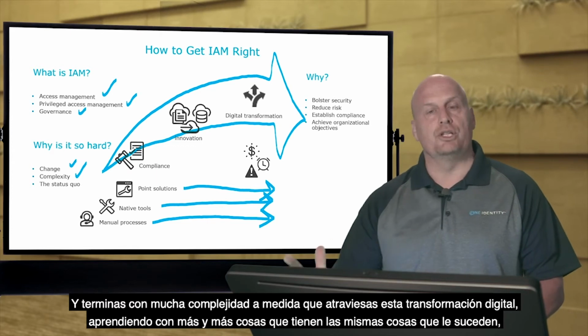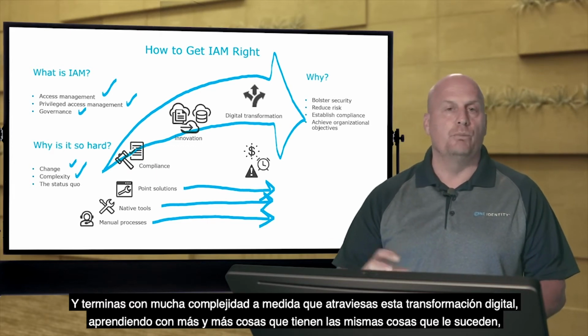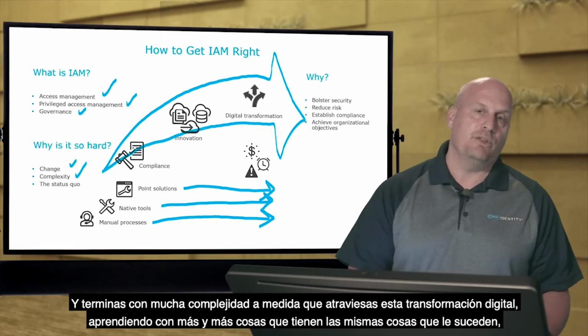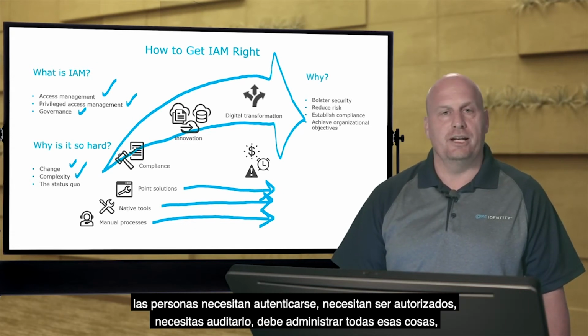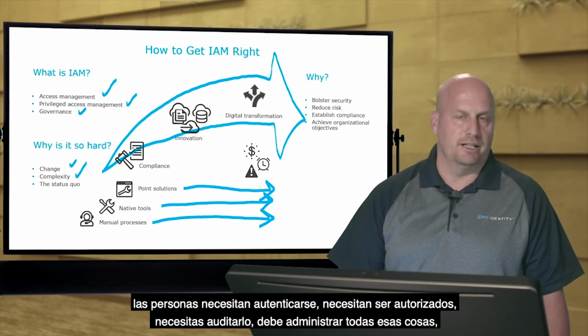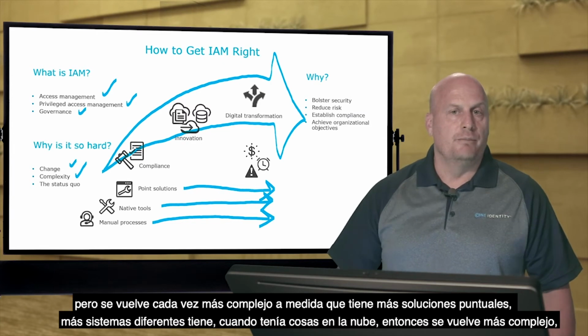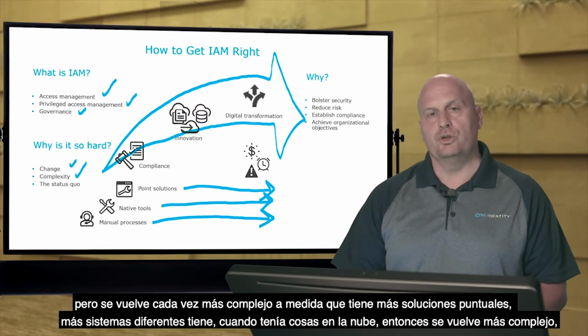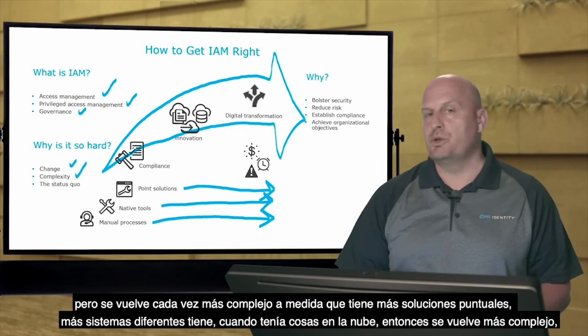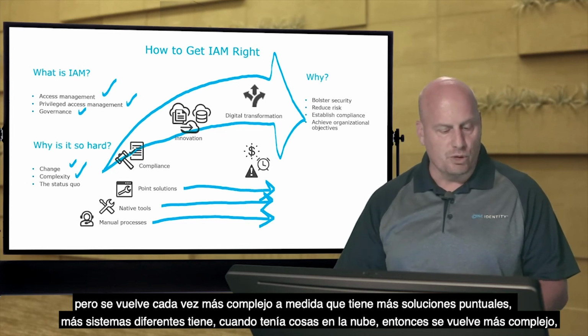As you're going through this digital transformation, you're ending up with more and more stuff that has the same things that have to happen to them. People need to authenticate. They need to be authorized. You need to audit it. You need to administer all of that stuff. But it becomes more and more complex. The more point solutions you have, the more different systems you have. When you add cloud stuff, then it becomes more complex.